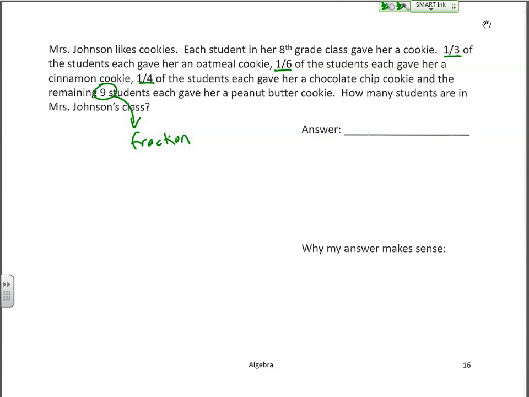So what we did was we said, well, let's see how close are we to a whole. 1/3 plus 1/6 plus 1/4.